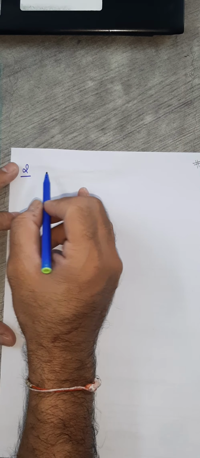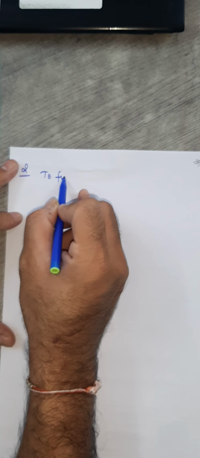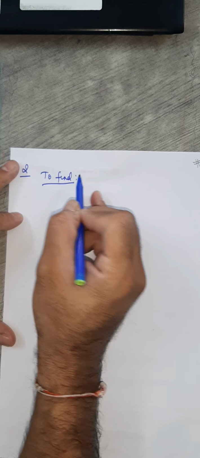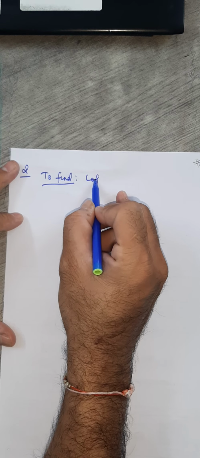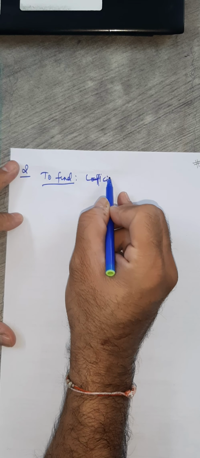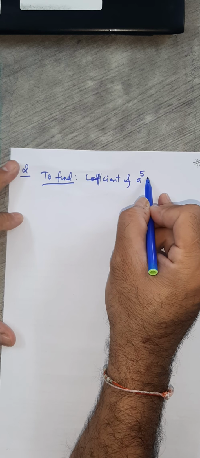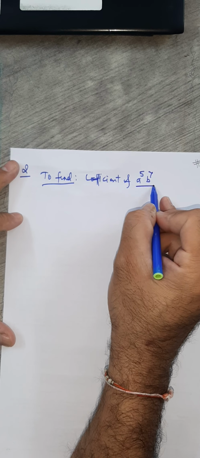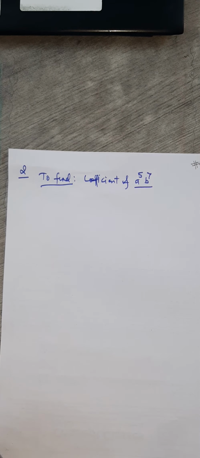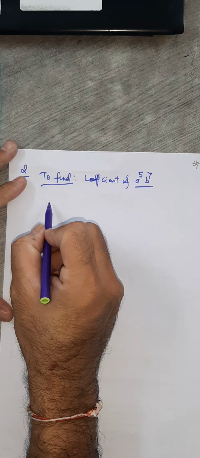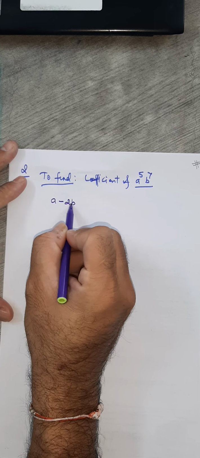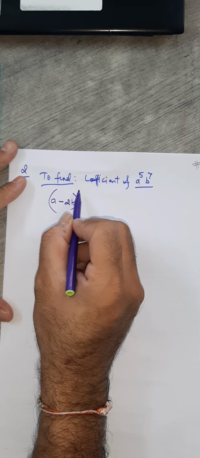Okay. Question number 2 there. Question is the same. What do we want to find? To find the coefficient of a raised to 5 b raised to 7. You want this, okay? In which expression? In the expansion of what? a minus 2b the whole raised to 12.